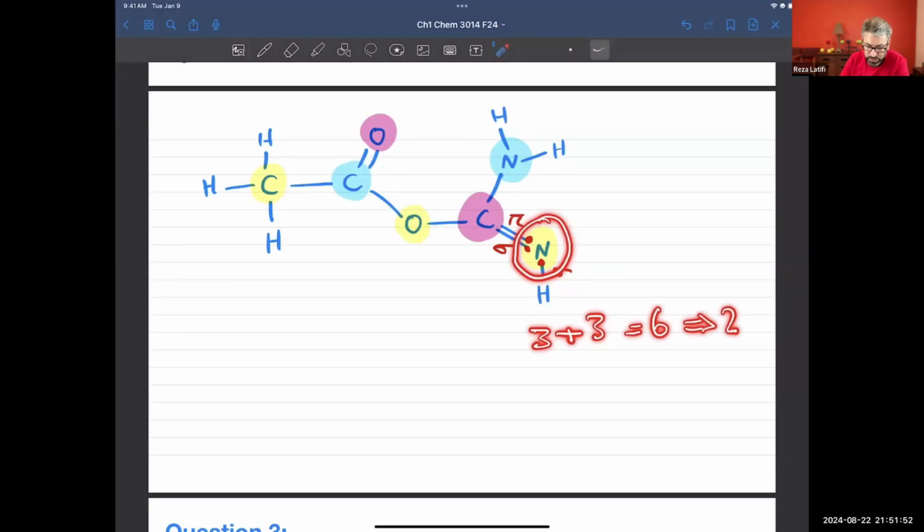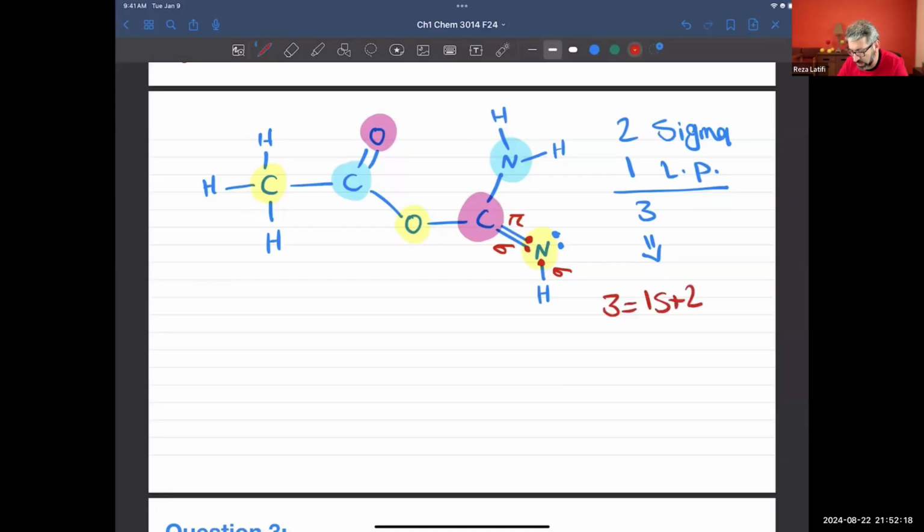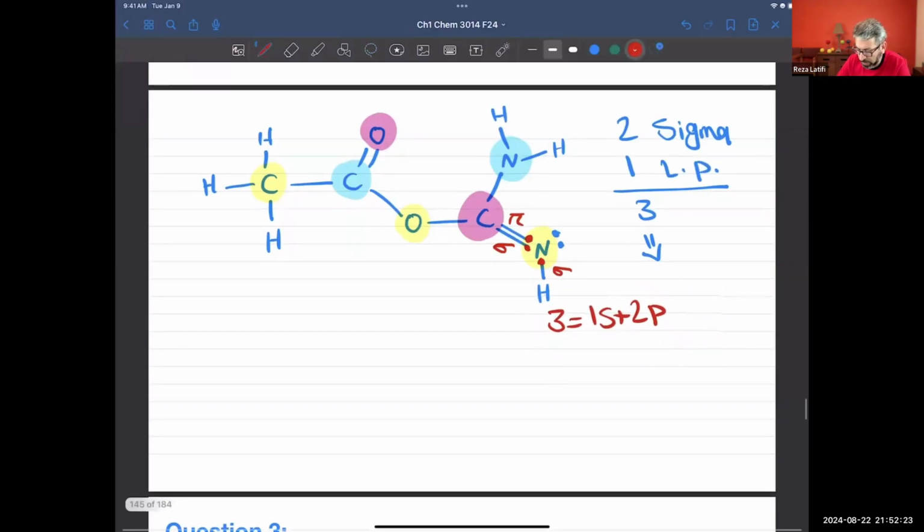So what do I need to do? I'm going to show a lone pair on nitrogen. So our nitrogen has a lone pair. So we're going to say we have 2 sigma and 1 lone pair. Sigma plus lone pair, we got 3. So what's going to be the hybridization? It will be 1 from s, 2 from p. So that's going to give you sp2.